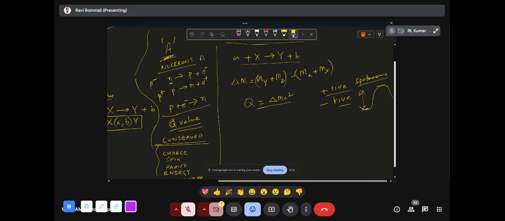Just like chemistry, a little bit of similarity here with chemistry. In chemistry also you have exothermic reactions, endothermic reactions. You have a certain activation energy that you provide for the reaction to take place, right? It's very much similar to those things in chemistry. So it is the Q value.